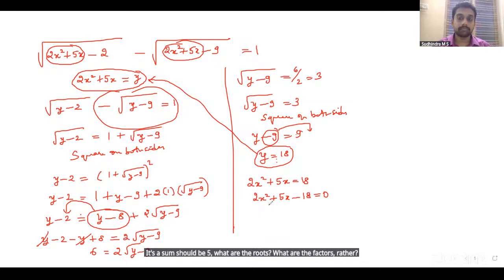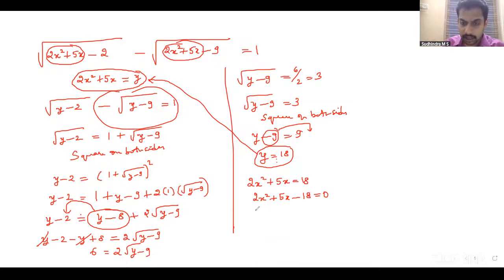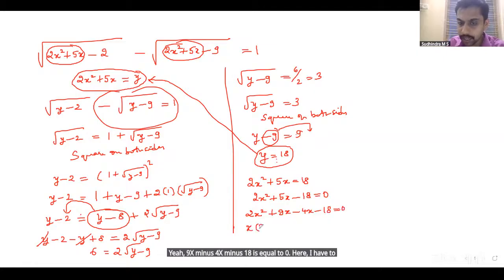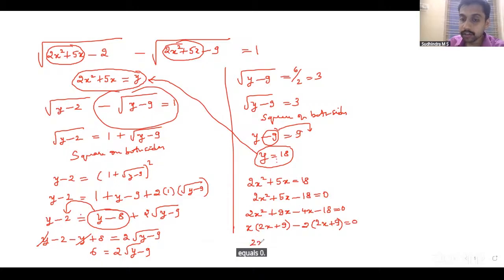4 and 9? 9 minus 4, correct? Yes, sir. 9x minus 4x minus 18 is equal to 0. Here I have to take x common. 2x plus 9, minus 2 common. 2x plus 9 equals 0. 2x plus 9, if I take it as common, x minus 2 equals 0.